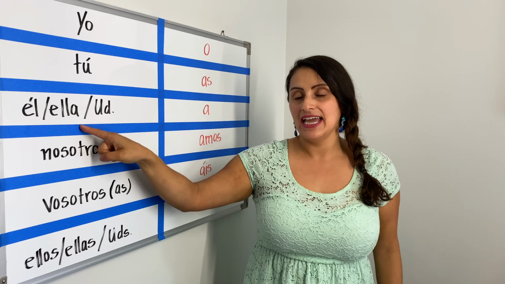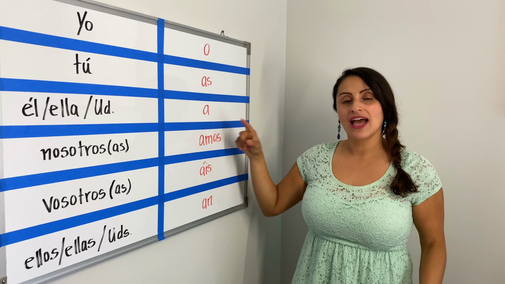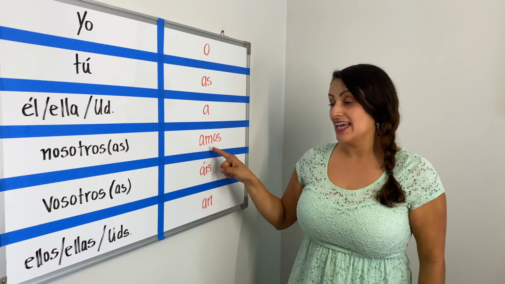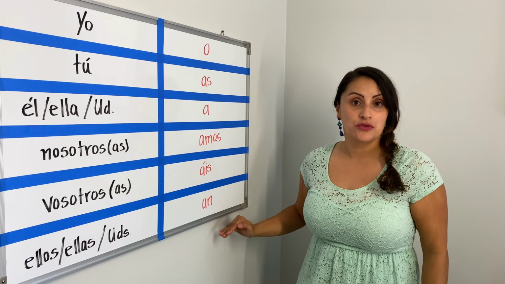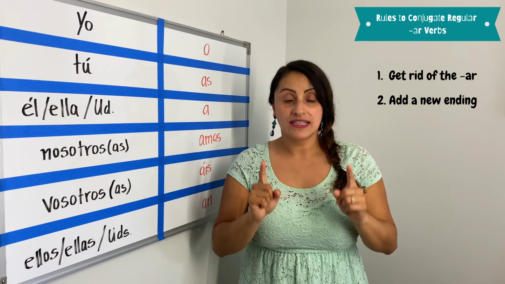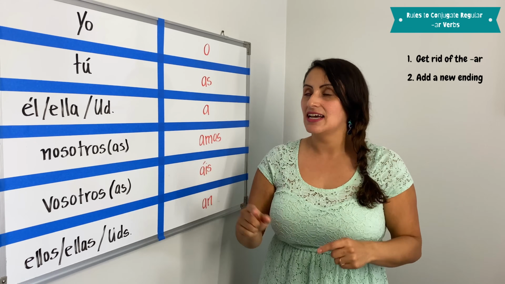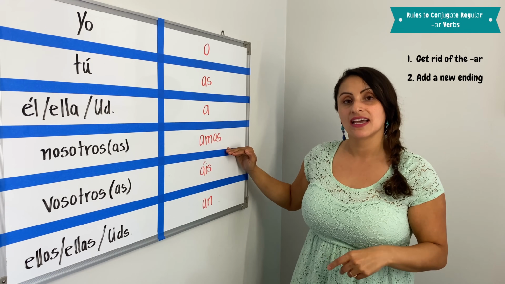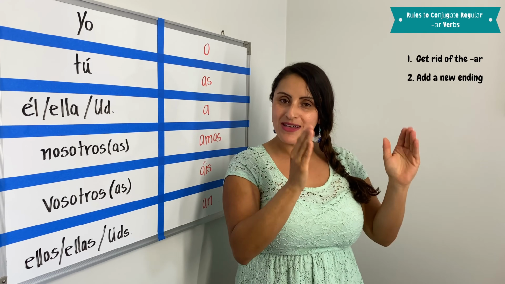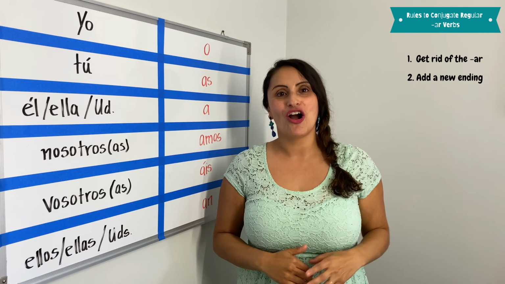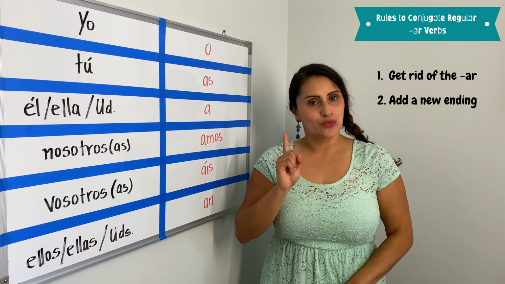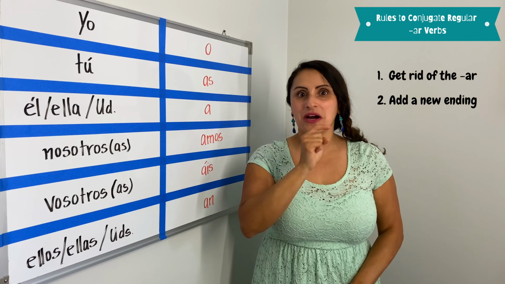If it's él, ella, or usted, estudia. If it's nosotros, estudiamos, so on and so forth. So remember, this depends on who is performing the action. That is the appropriate ending that you have to pick to add to your stem after you got rid of that AR. So let's review the rules of conjugating AR verbs one more time.